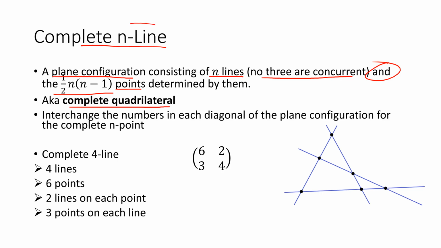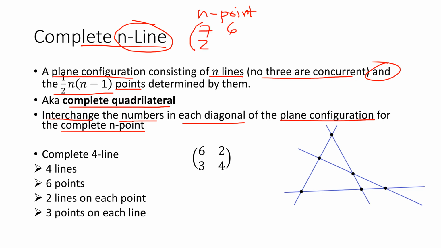For the plane configuration of a complete endline, we have a shortcut. We start with the plane configuration for the corresponding complete endpoint, and we simply interchange the numbers in each diagonal of the said plane configuration. For example, we have this plane configuration for a complete endpoint. Let's say we have here 7, 6, 2, and let's just say that this is 17. Based on this, we should be able to get the plane configuration for the corresponding complete endline.